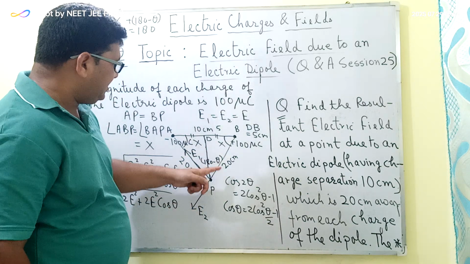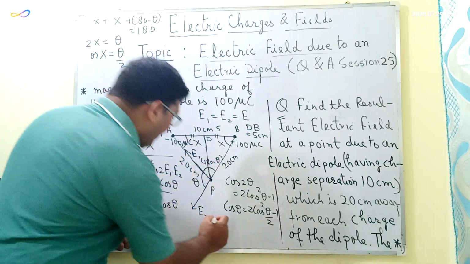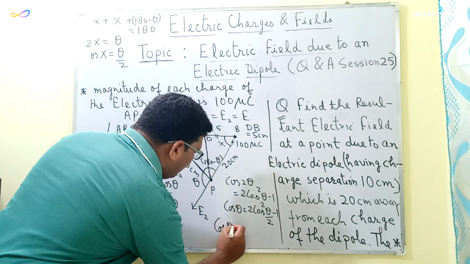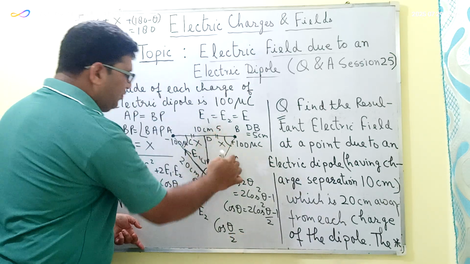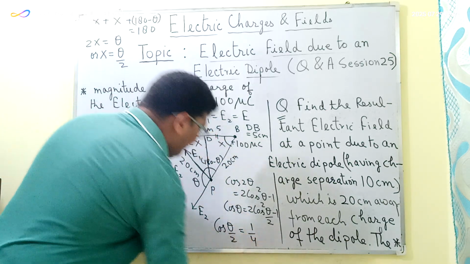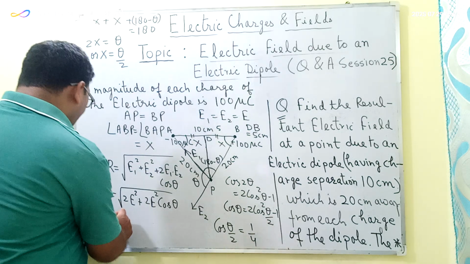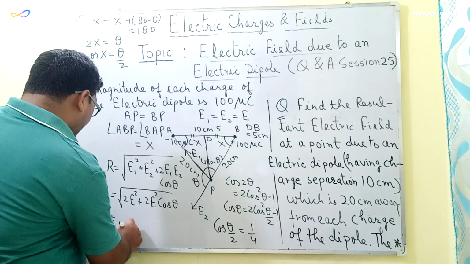So from here we can see that cos theta by 2 will be equal to base upon hypotenuse, 5 upon 20. This is equal to 1 by 4. So simply we will substitute this value here.